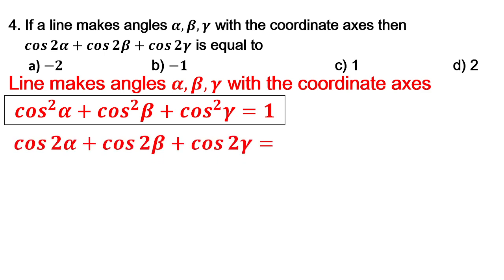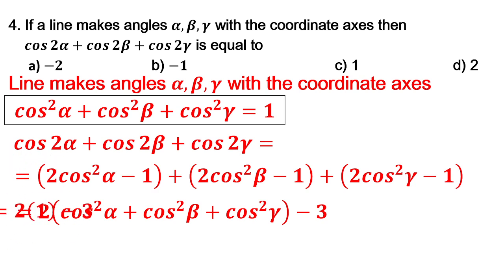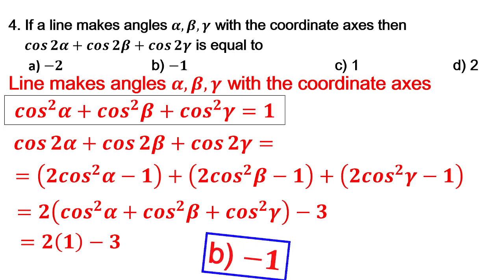Now, you know the formula for cos 2 alpha: 2 cos square alpha minus 1; cos 2 beta: 2 cos square beta minus 1; cos 2 gamma: 2 cos square gamma minus 1. Collect them. Substitute the value of cos square plus cos square plus cos square, it is 1. Therefore, the answer is minus 1.